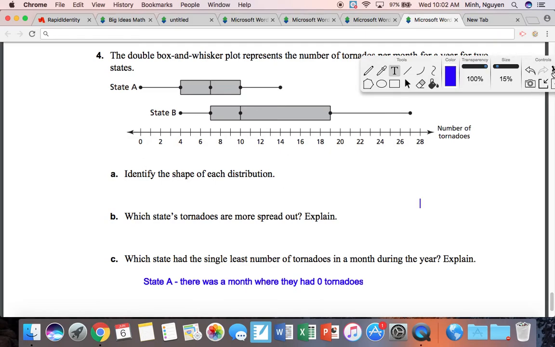Section 7.2, Box and Whisker Plots. Again, it's mostly about being able to find the median. The quartiles are basically just how to find the median, but within half of the data set. So again, it should not be complicated. If you have any questions, though, make sure you ask your teacher or let me know.